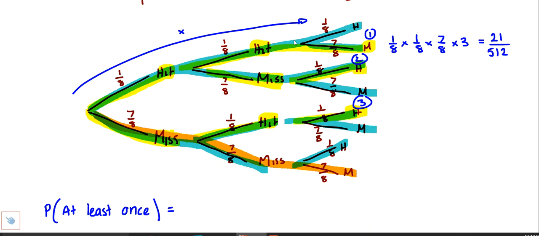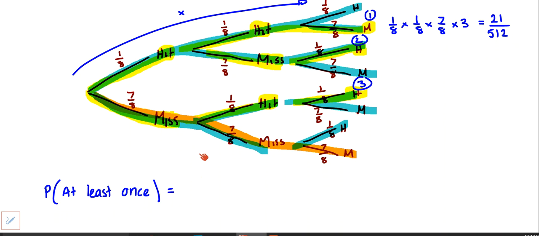So does that mean we are going to work out all of these and add them together? Not necessarily. There are two ways to do it. Yes, I can work out all the branches and add them together. However, we can do 1 minus the probability of 0 hits.